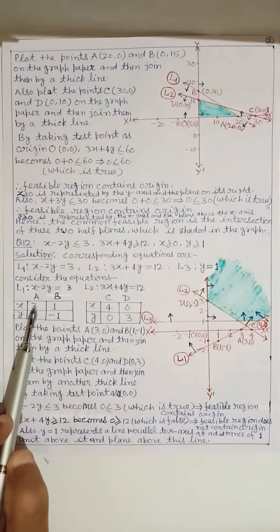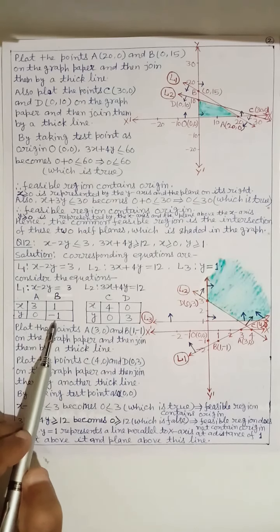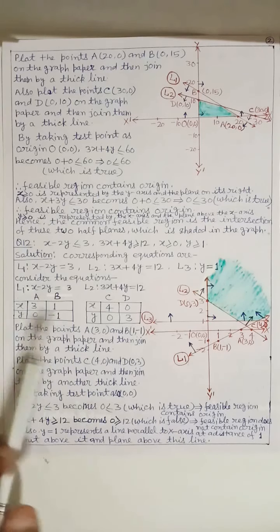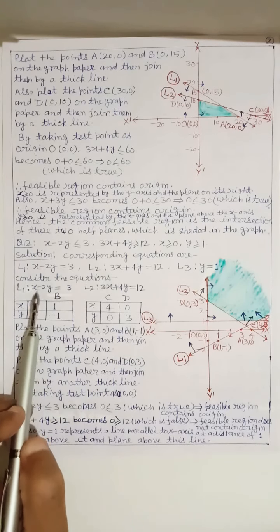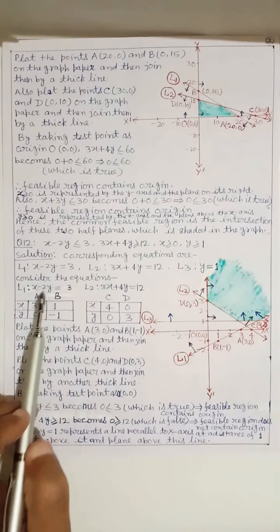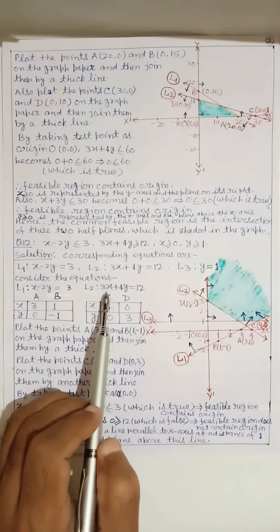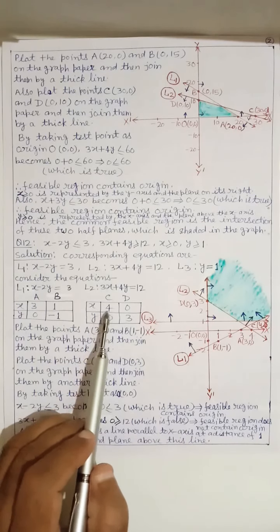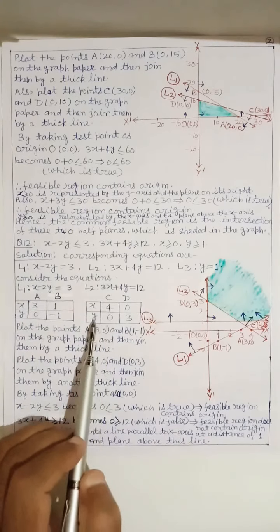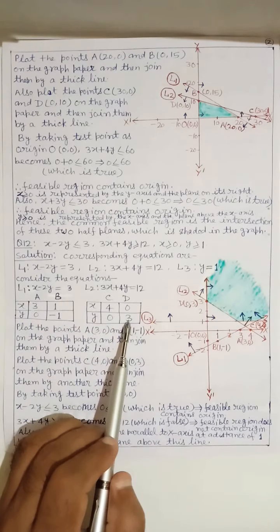If x is equal to 3, corresponding y equal to 0. If x is equal to 1, corresponding y is equal to minus 1. Already we know how we can find it: putting the values of x in this equation, we find the corresponding values of y. The table of values for the line 3x plus 4y equal to 12 is here. If x is equal to 4, corresponding y is equal to 0. If x is equal to 0, corresponding y is equal to 3.